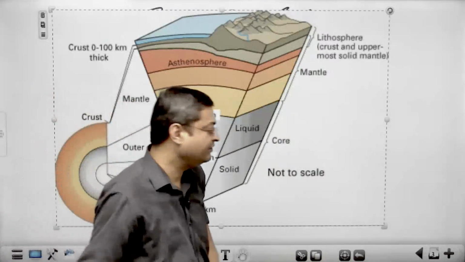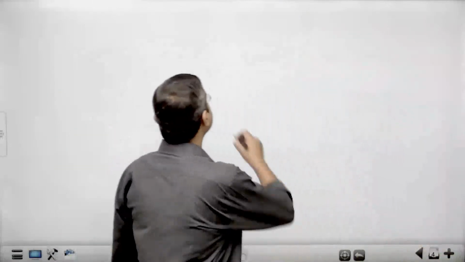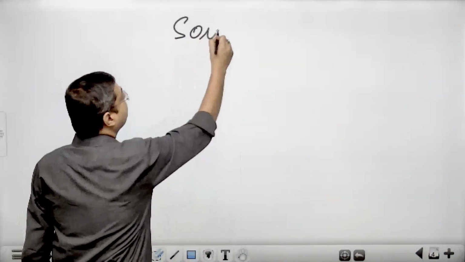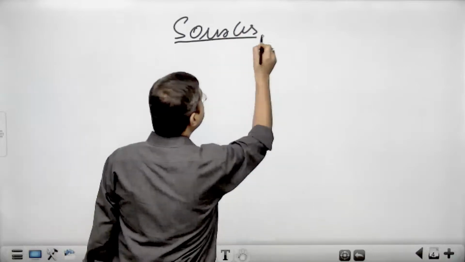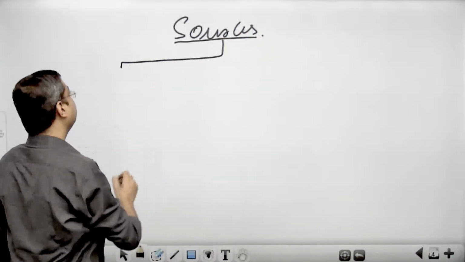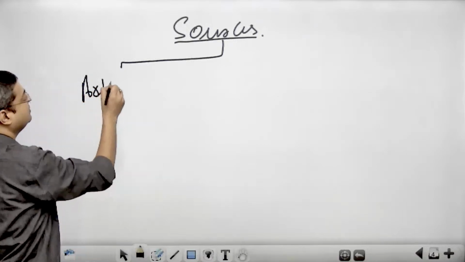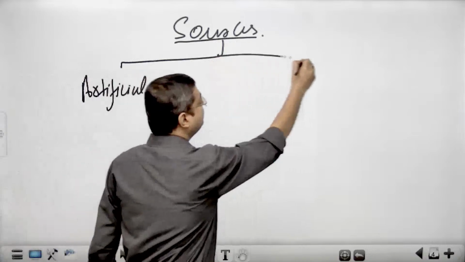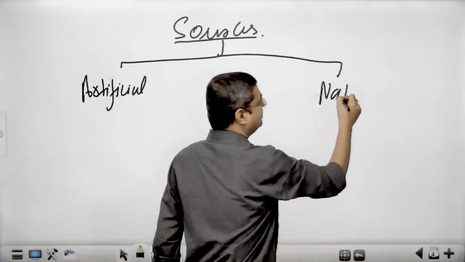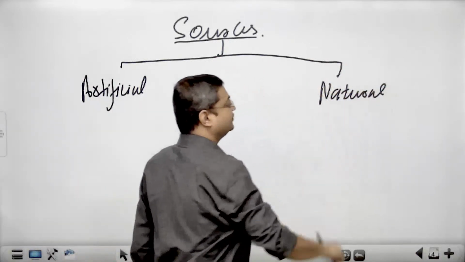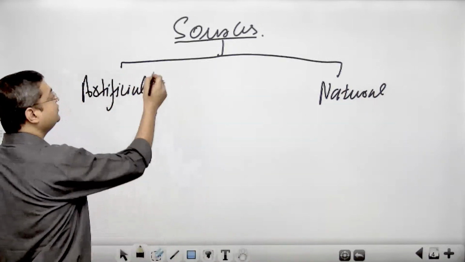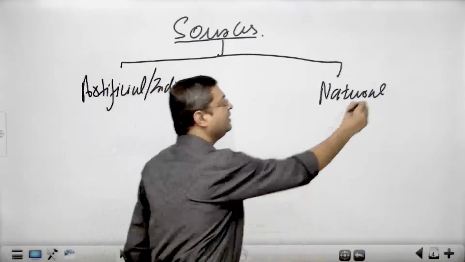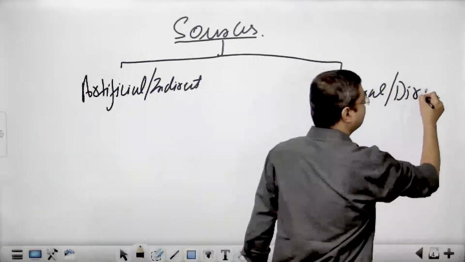So we have generally two sources to know about the interior structure of the earth. First is artificial sources and another one is natural sources. Artificial sources are also termed as indirect sources and natural ones are also termed as direct sources.